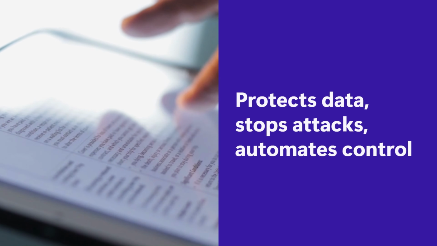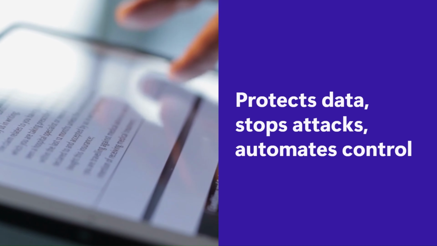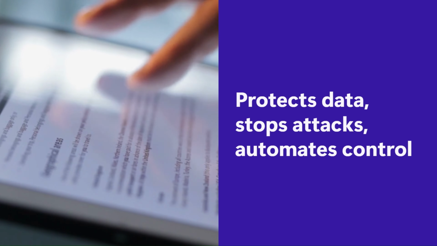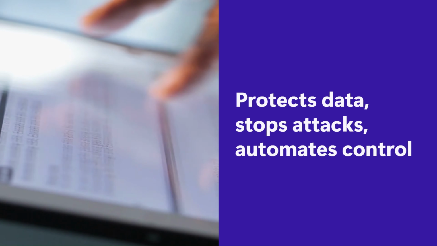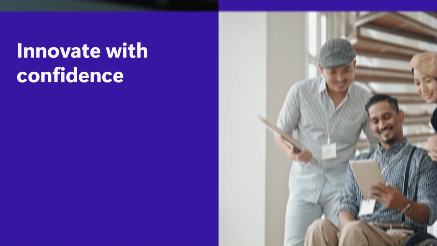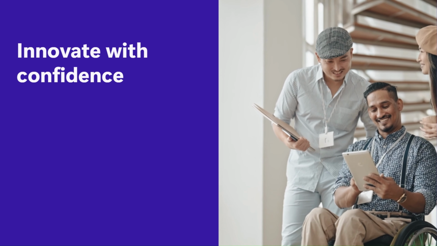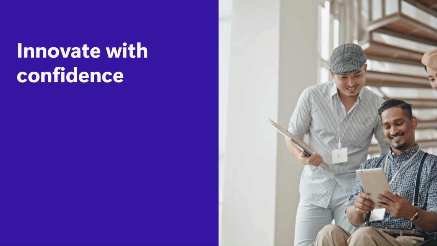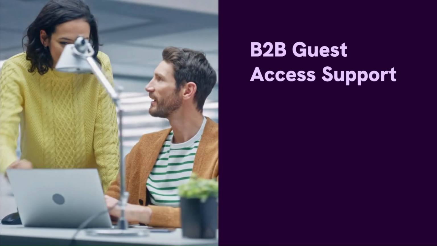So, what does this mean for your organization? Prompt Shield protects confidential data, blocks attacker tricks, centralizes security policy control, operates automatically behind the scenes, and reinforces your zero-trust strategy. With Prompt Shield, your generative AI applications are not only more powerful, but far more secure, empowering teams to innovate with confidence. Now let's talk about the second new feature added to Microsoft Global Secure Access.